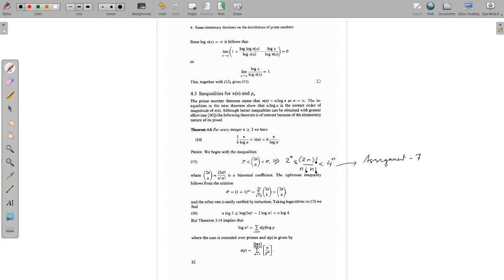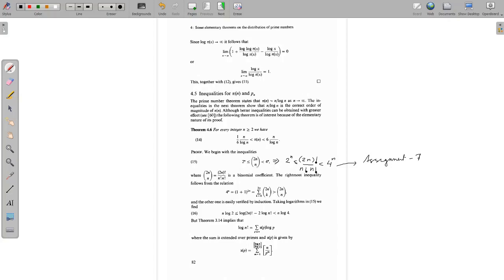So if we start with this inequality, the first part of the inequality is obtained by just expanding 2n factorial divided by n factorial and n factorial, and the second part is obtained by using the expansion of (1 plus 1) whole raised to 2n, and by choosing the coefficient 2n C n from that expansion. We have already seen these inequalities in your assignment 7.